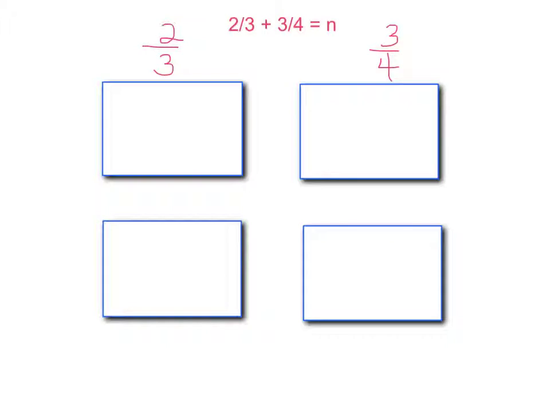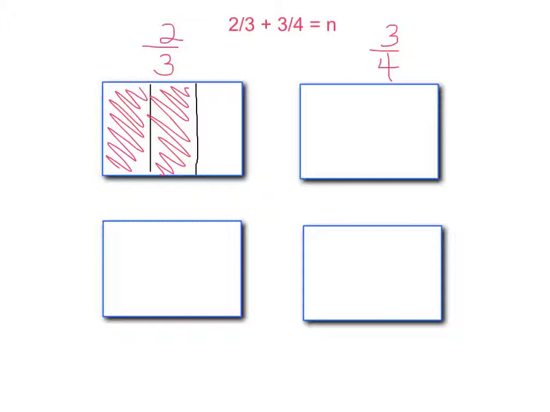Alright, first thing I'm going to do is go vertically and shade in 2 out of 3 parts. So if I need 3 parts, I need to draw 2 lines. And I'm going to shade this in red. I'll be different. Let's shade this one in red. There's my 2/3.